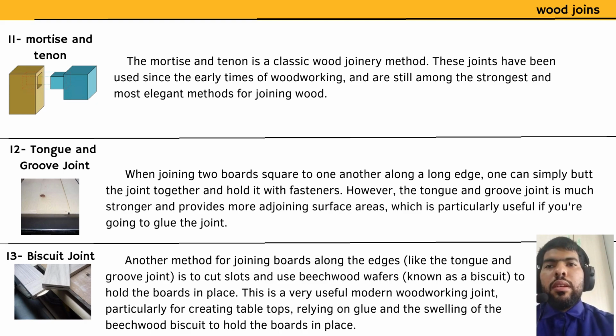Thirteenth, a biscuit joint. This is the last. Another method for joining boards, also along the edge like a tongue and groove joint, is to cut slots and use football-shaped wafers known as biscuits to hold the boards in place. This is a very useful modern woodworking joint, particularly to create a tabletop, relying on glue and the swelling of the biscuit to hold the boards in place.